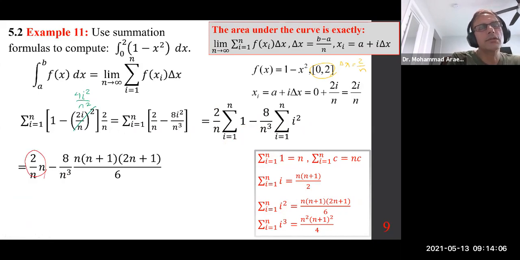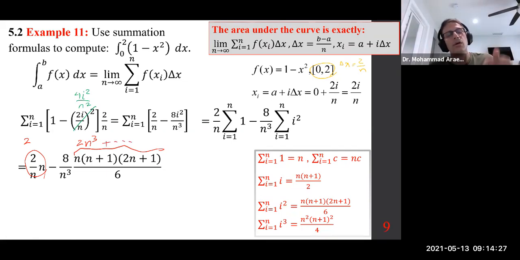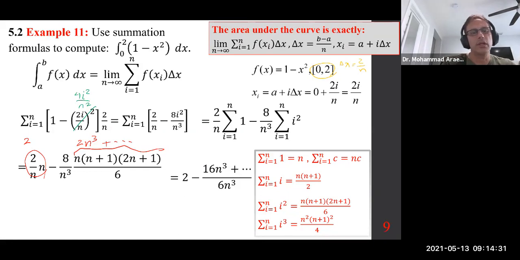First, this simplifies to 2. It's not a problem. The second part, what I want you to notice is this. This part, if you were to multiply, you get 2n cubed as the very first term. And I'm not going to even write the rest because we know the rest are going to have a smaller exponent. Therefore, we have the following.